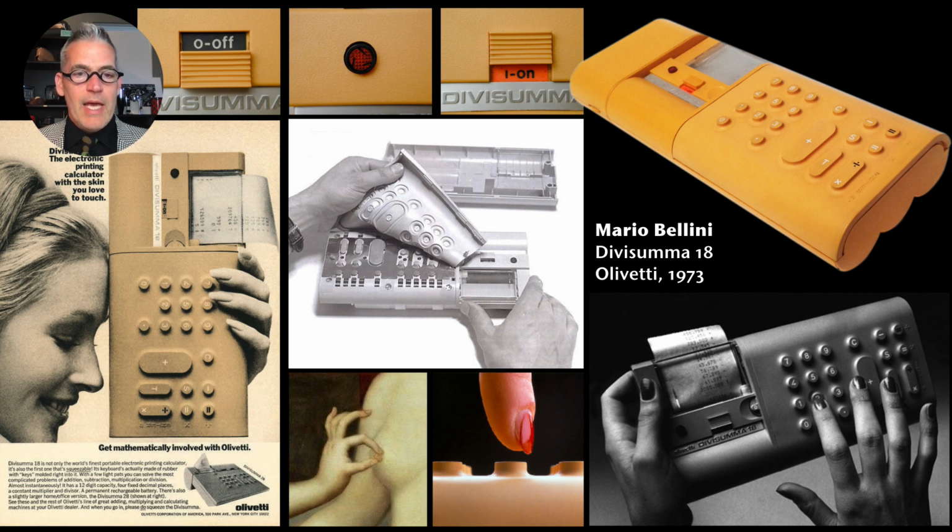How do you locate and indicate and explain an on-off button? How do you provide sensory feedback, haptic information? How much should people know about what's going on the insides? Should there be a skin over the whole thing? Should there be expressed parts? If you're Mario Bellini, you have answers to all of these questions. His Divissima 18 from 1973 is a really early exploration of all of those questions.